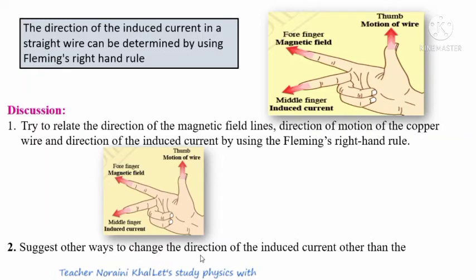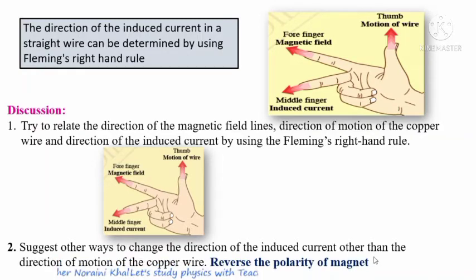Suggest other ways to change the direction of induced current other than the direction of motion of the copper wire. Just now we discussed that a different direction of motion of the copper wire will cause the galvanometer to deflect in the reverse direction, meaning direction of motion affects direction of induced current. Another factor that will affect the direction of induced current is the polarity of the magnet. If we reverse the polarity of the magnet, the direction of induced current will be reversed, thus the galvanometer reading also reverses.